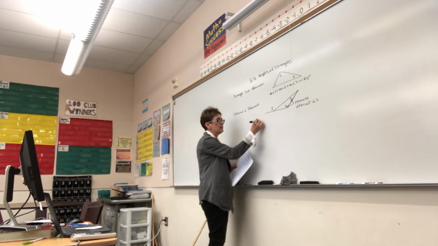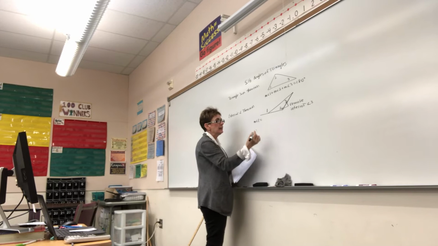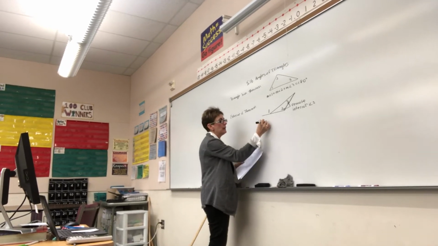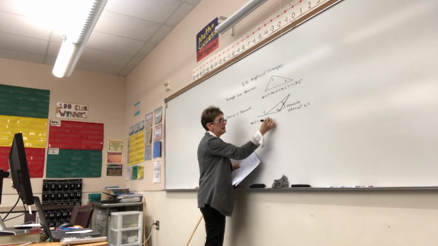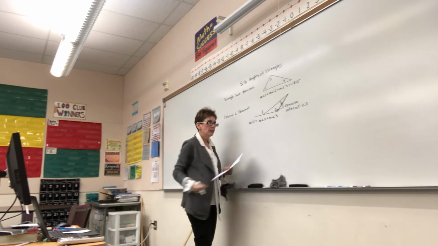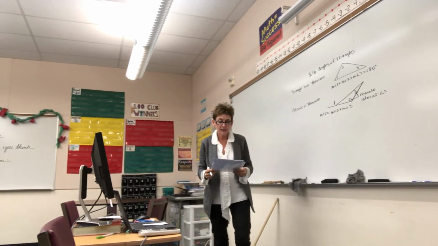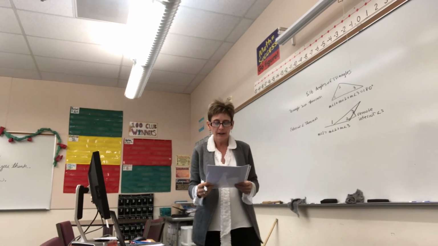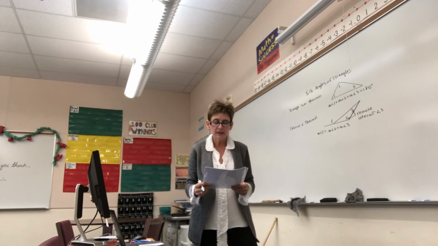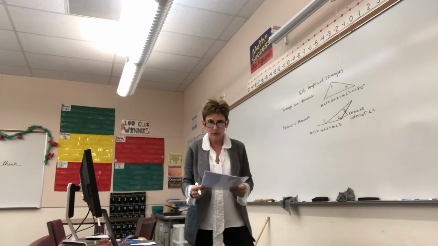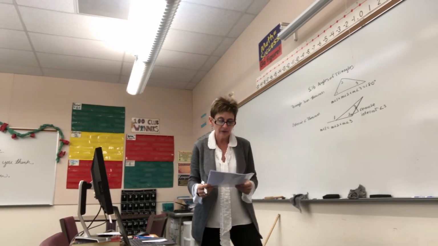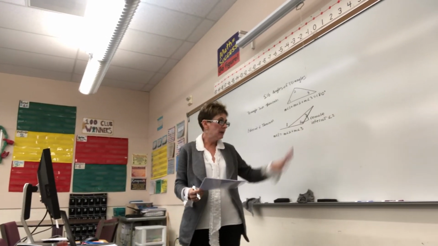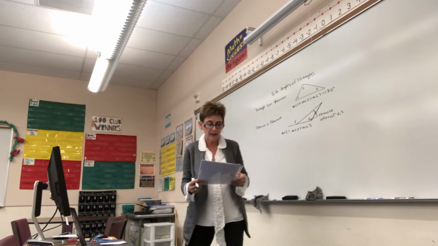And that is that the measure of angle 1 is going to equal the measure of angle 2 plus the measure of angle 3. The words that we would use to say that is the measure of an exterior angle of a triangle is equal to the sum of the measures of the 2 remote interior angles. So that would be the words for it. But as long as you have the picture, you should be fine.